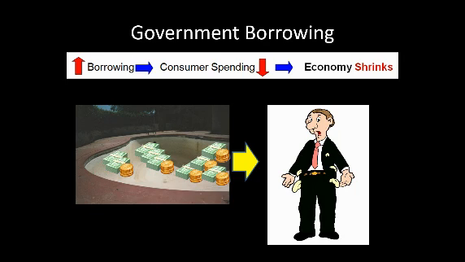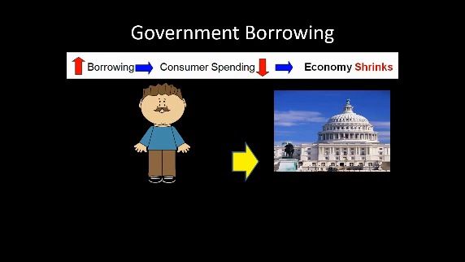But if the government borrows all the money, they get to decide where the money goes. They get to decide which sectors of the economy are going to flourish. And often, it's not the most productive, and the economy shrinks. Another part of this is when the government is borrowing a lot of money and consumer spending goes down.